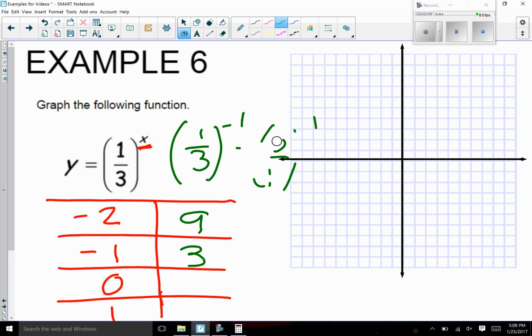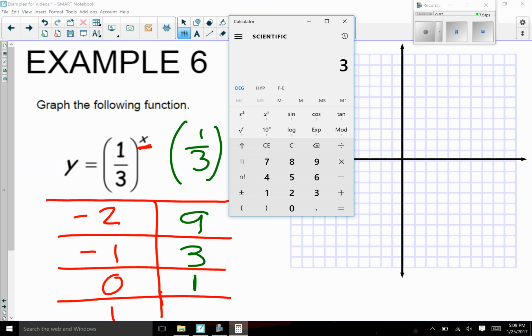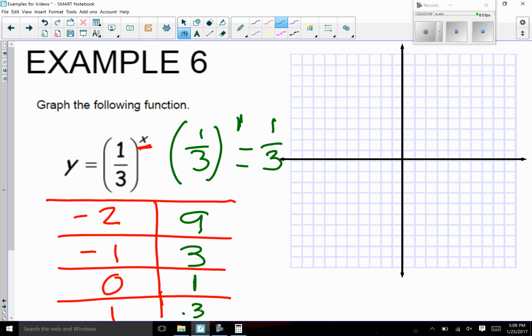Our next one is to the 0 power. X is 0. If we raise this to the 0 power, anything to the 0 power is always 1. And then the next one is 1. Anything to the 1st power is always itself. So 1 divided by 3. We need the decimal to help us graph it. So 1 divided by 3 gets us 0.33.